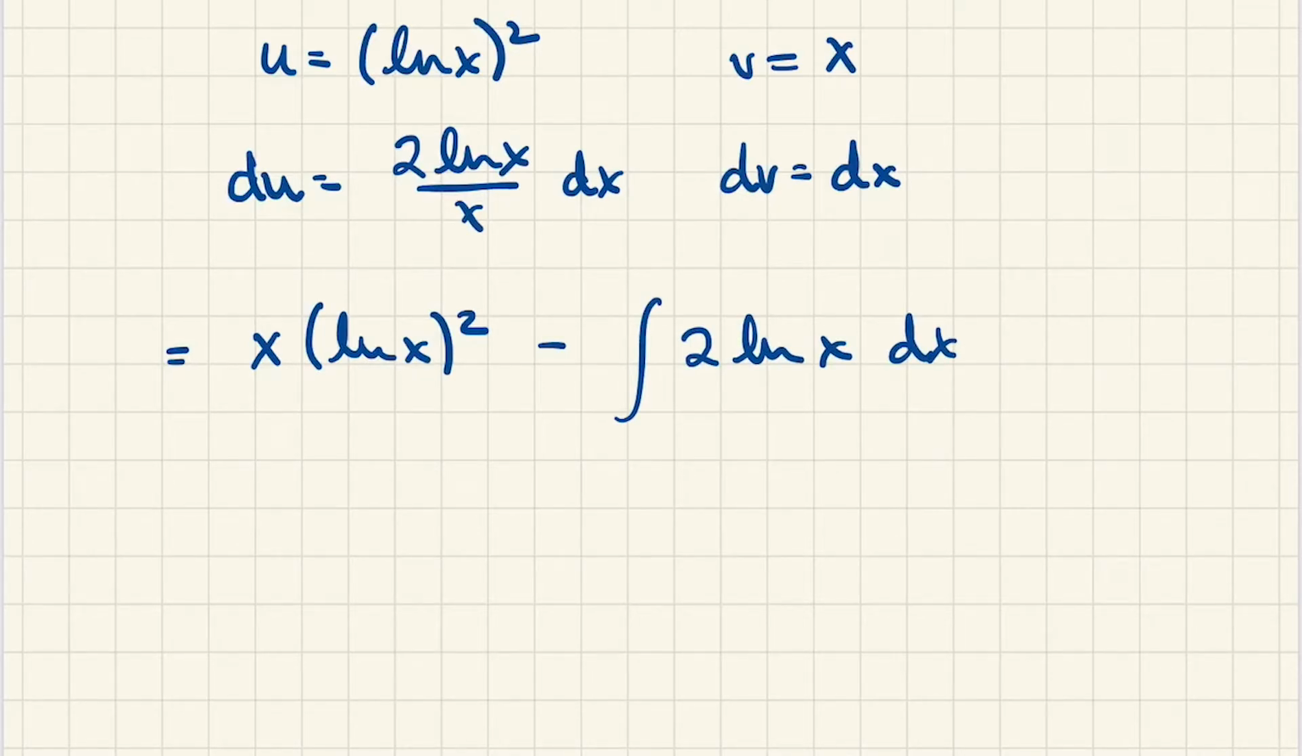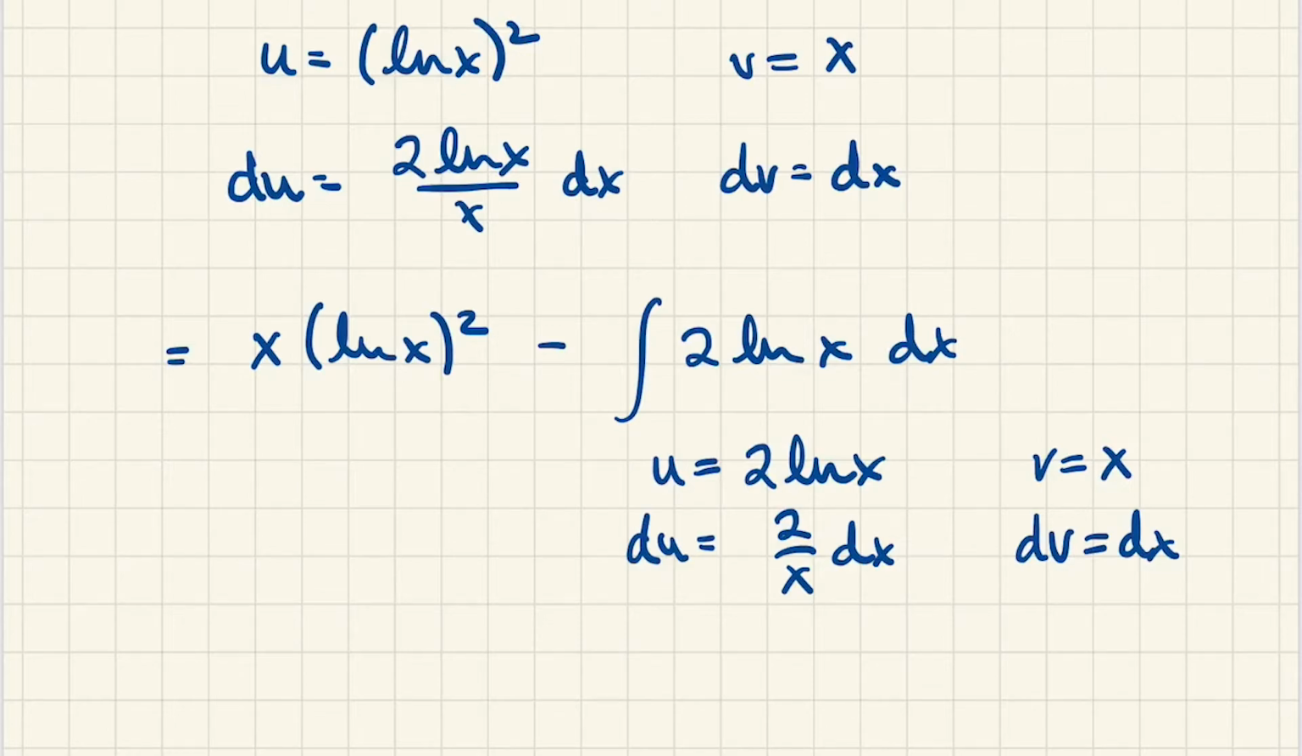Now it would benefit you to know the antiderivative of natural log here, which is x ln x minus x. However, if you don't know it, you can just do another round of integration by parts on this guy. So we can just say, well, u is equal to 2 ln x, or you could factor the 2 out before you start. Doesn't really matter.